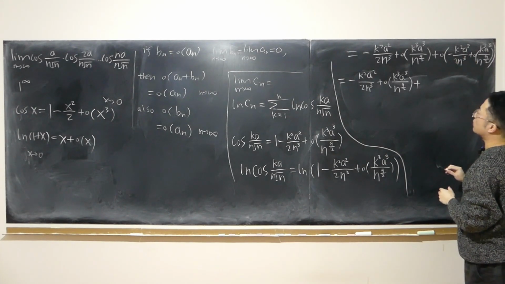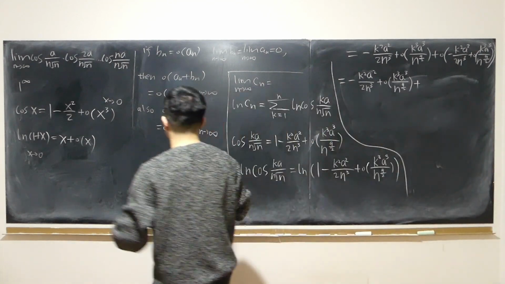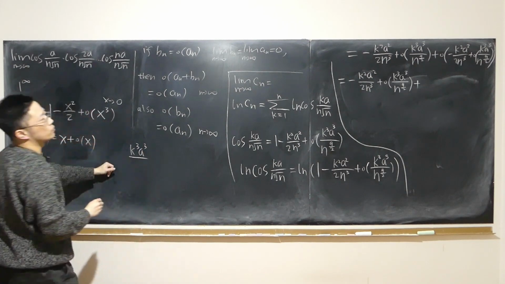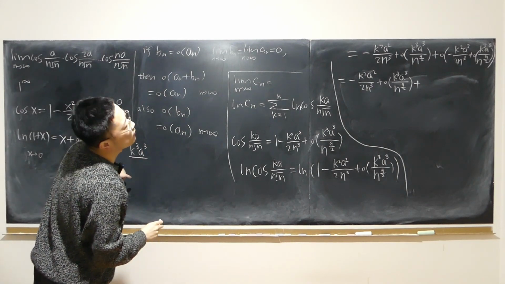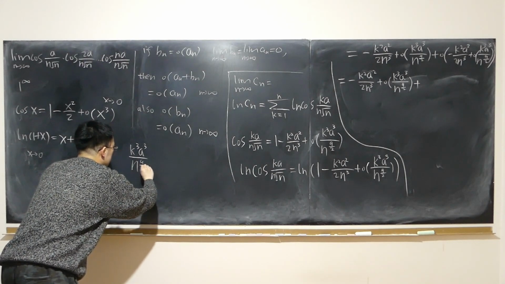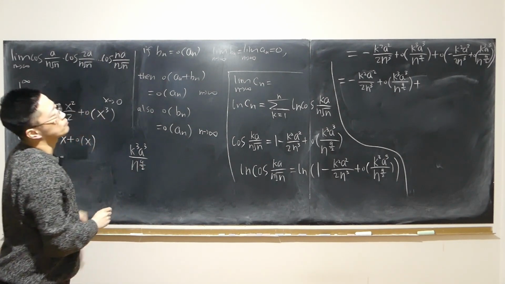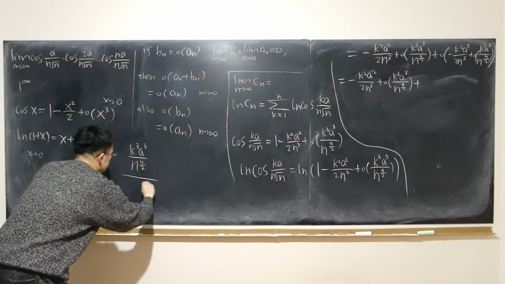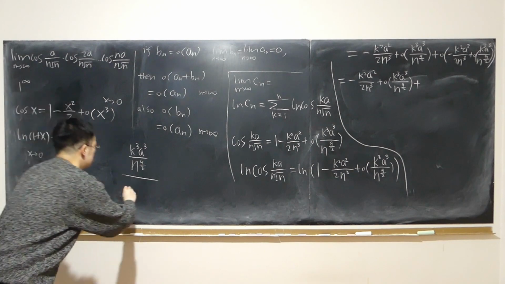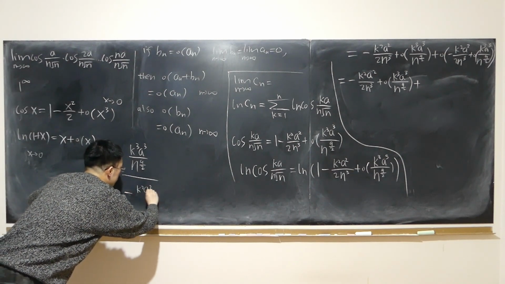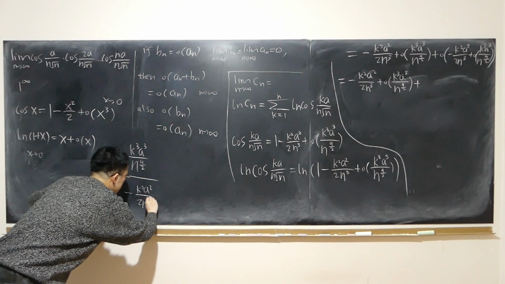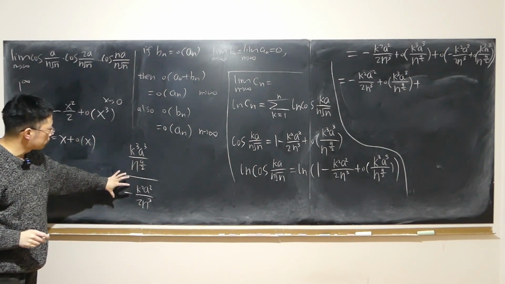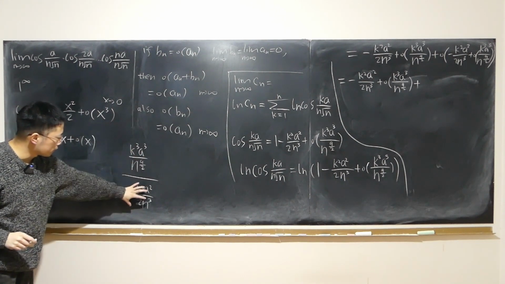Why? Because this term, like k cubed a cubed over n to the power 9 over 2, divided by the other term, that is negative k squared a squared over 2n cubed. Right? I believe this will approach 0, which tells me this is quicker than that.